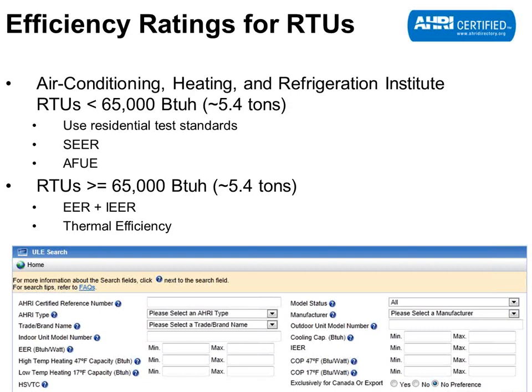So IEER, Integrated Energy Efficiency Ratio, is just like the EER, but it takes into account the fact, well, how often is it really a 100% load scenario, 95 degrees outside with 80-67 return fully loaded? That hardly ever happens. So EER is kind of outdated and not really relevant. So now we use IEER.